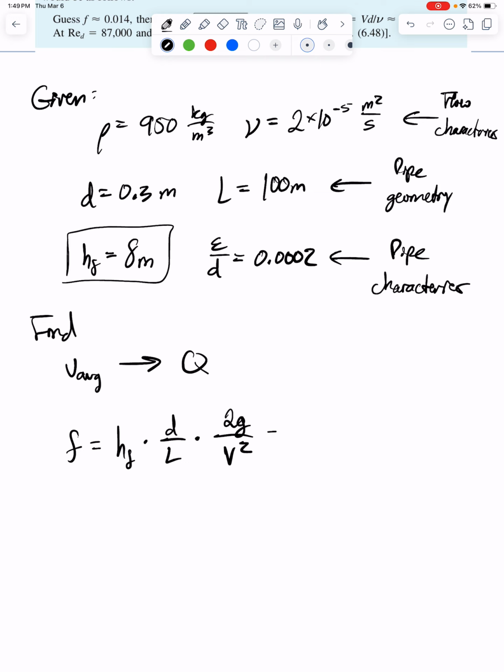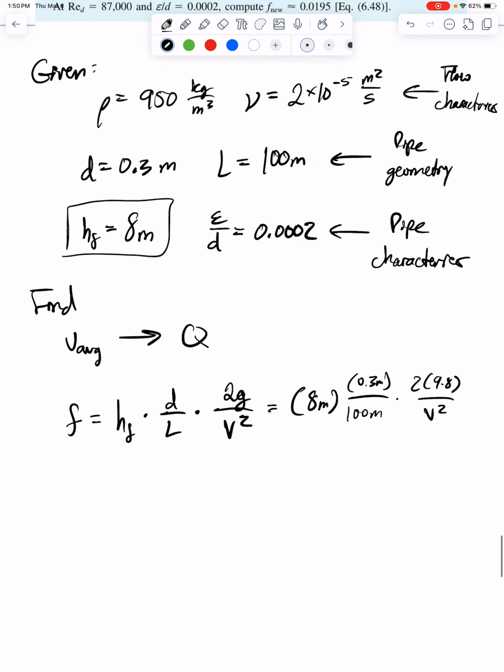I'm going to plug in my knowns. I have 8 meters for head loss, pipe diameter is 0.3 meters, divided by pipe length, 100 meters, times 2g, which is 2 times 9.8, divided by v squared. V is unknown. V is what we're interested in solving for.